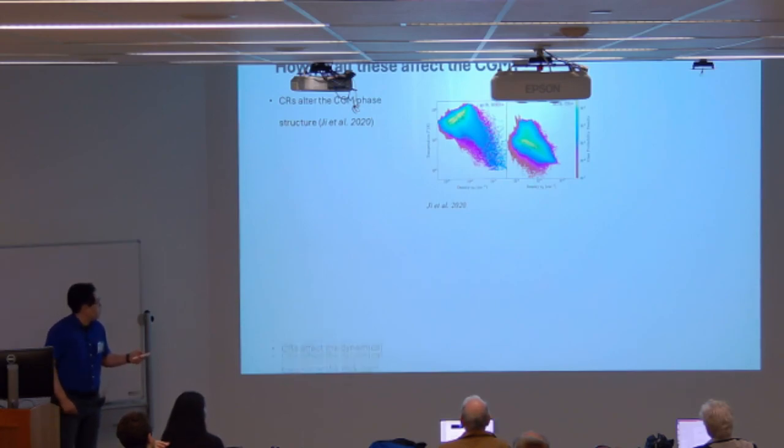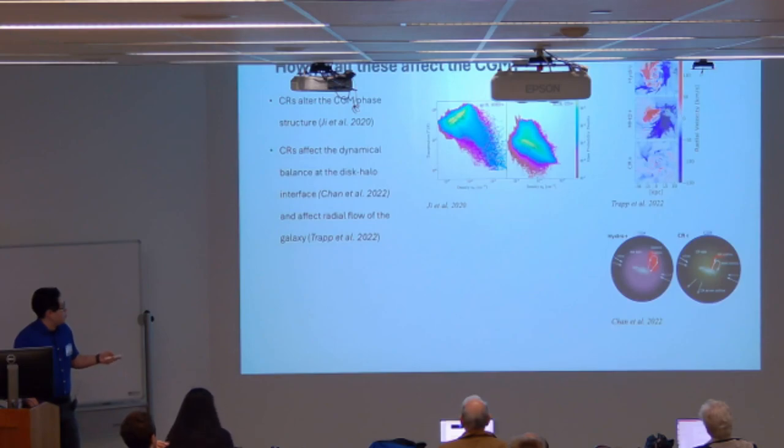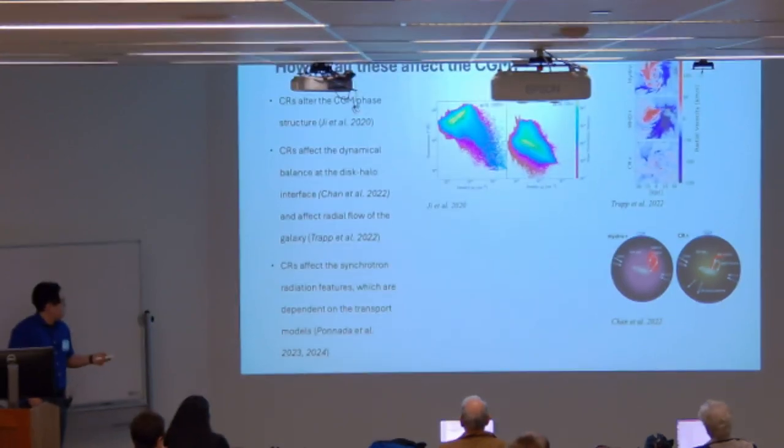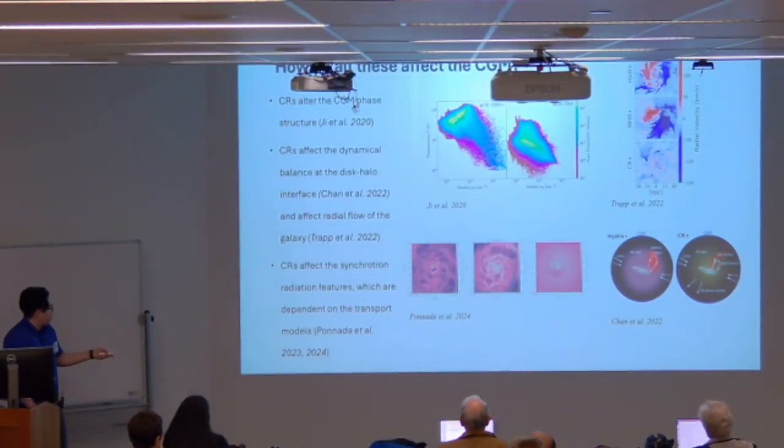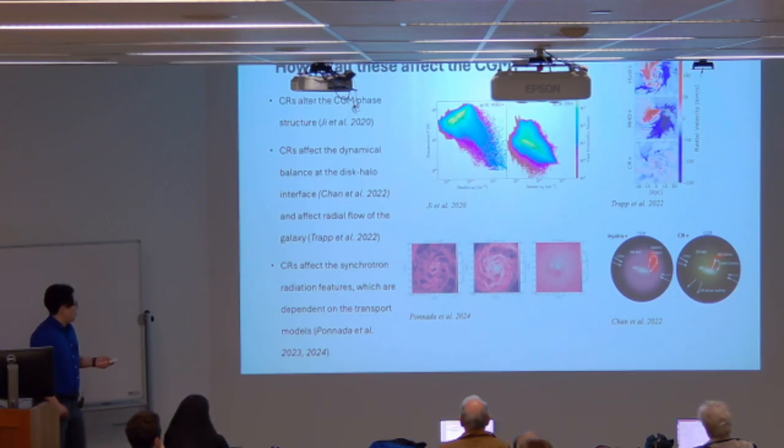They can also change the dynamics of the CGM. For example, they can change the inflow and outflow pattern of galaxies. They can interrupt the galactic fountain to create more outflows. And last but not least, as recently discovered by Sam Ponnada, the synchrotron emission feature can be very dependent on the cosmic ray model.